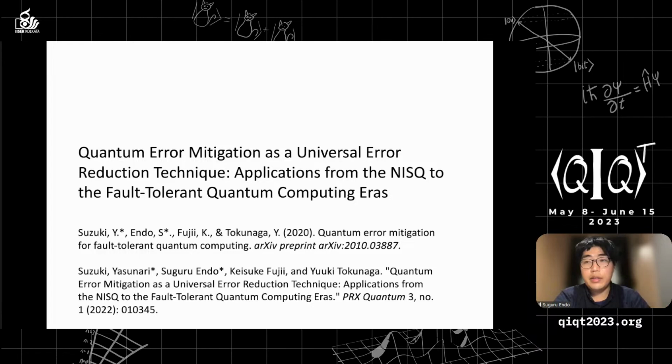We uploaded this paper about 3 years ago, and the title of this paper was Fast Quantum Error Mitigation for Fault-Tolerant Quantum Computing. But afterward, we changed the title of the paper to this very long one: Quantum Error Mitigation as a Universal Error Reduction Technique. Please remember this when you are interested in this paper and when you try to find it.